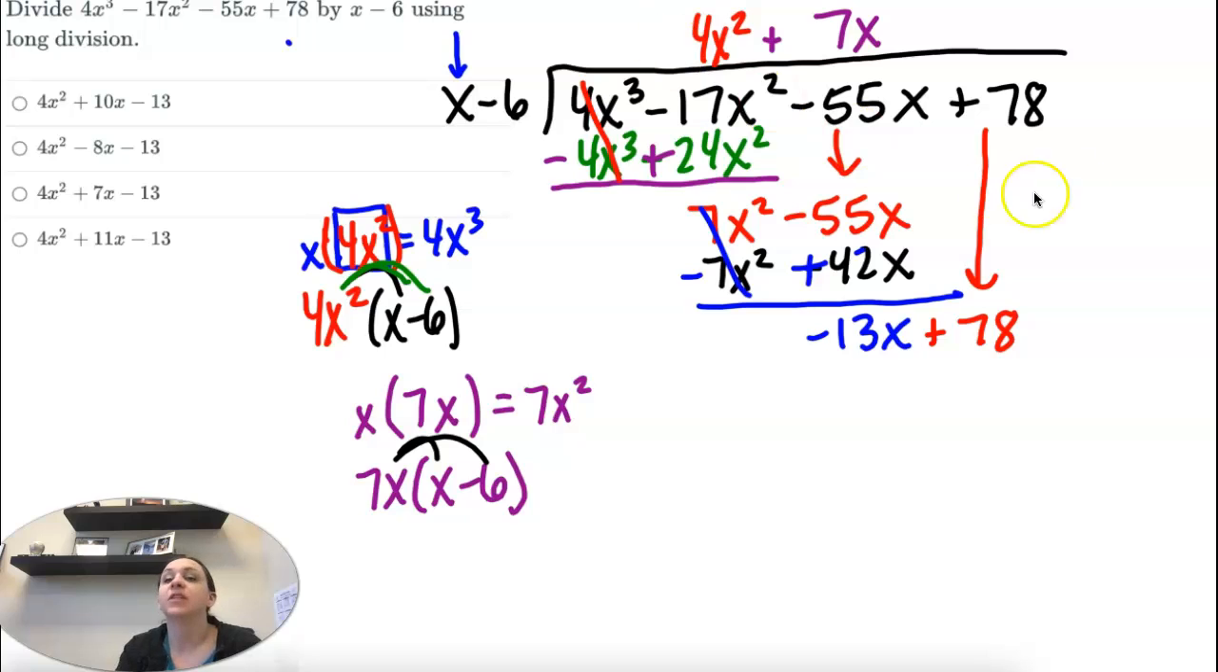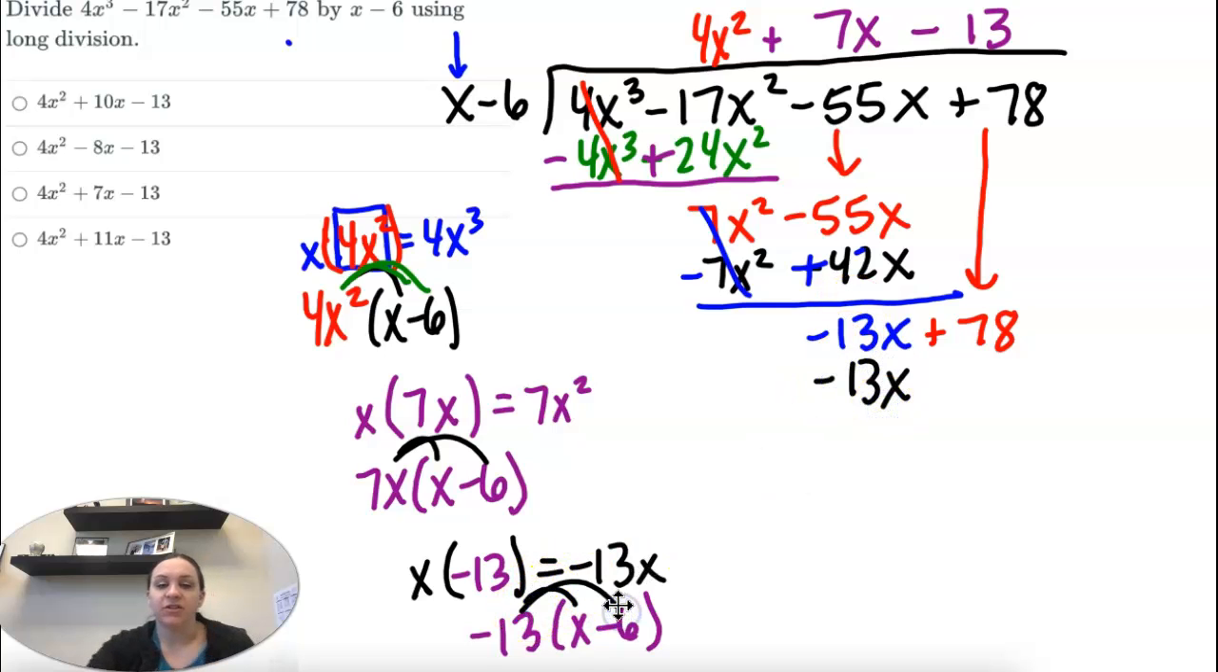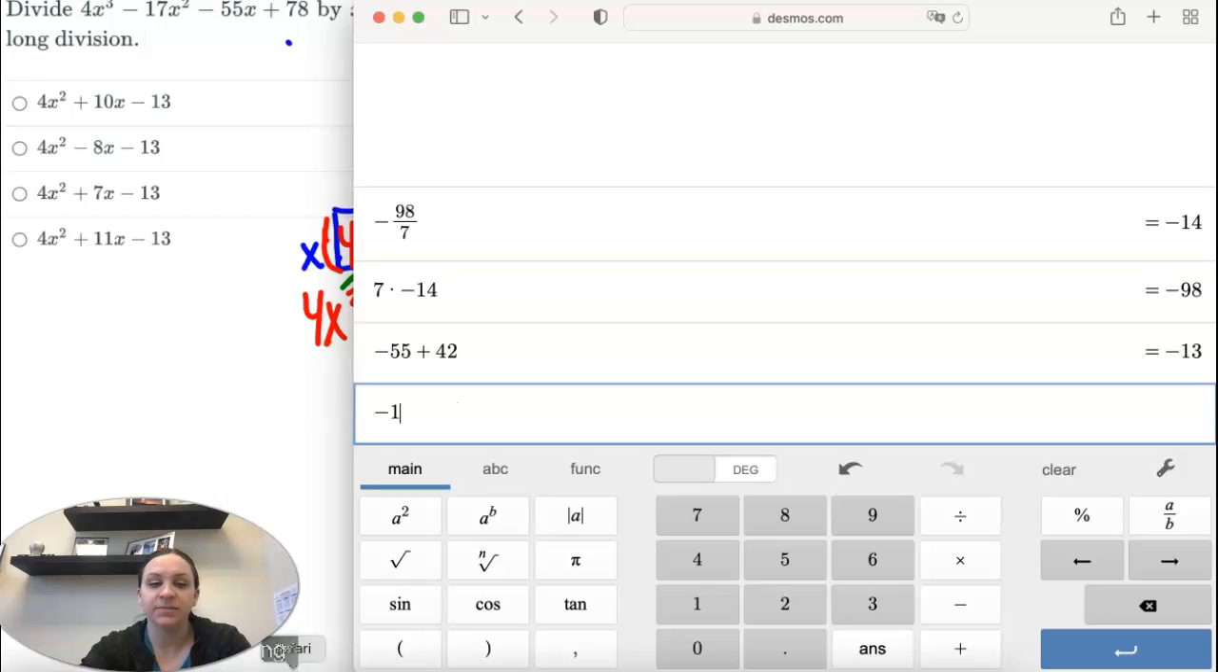One more time, because we're on the last term. So I have an x. What do I need to times x by to get negative 13x, to get that first term? And this one's not bad. It's negative 13, right? So that's what goes up here. And then we would multiply just like we've been doing. Take that negative 13 times x minus 6, and we get negative 13x. And negative 13 times negative 6 gives us 78.